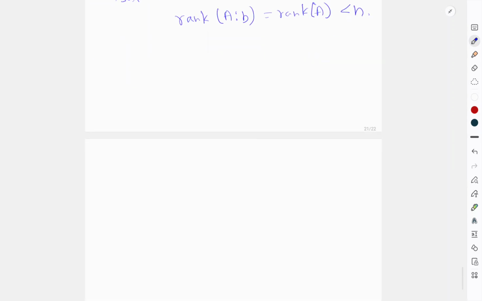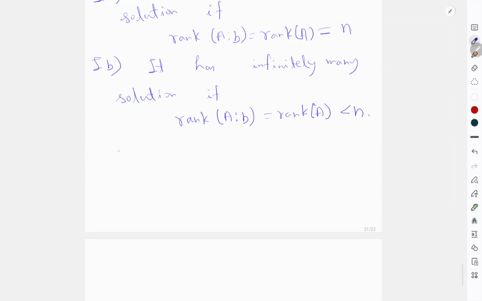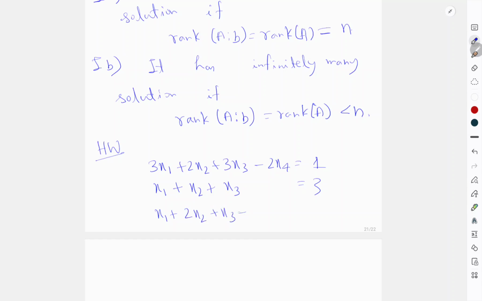You just try this one. Homework: 3x1 plus 2x2 plus 3x3 minus 2x4 equal to 1. You have x1 plus x2 plus x3 equal to 3, and x1 plus 2x2 plus x3 minus x4 equal to 2. This is the problem you just try.